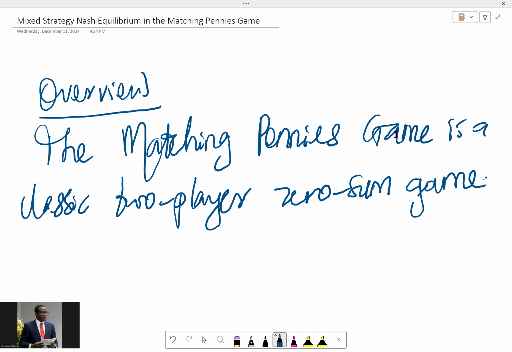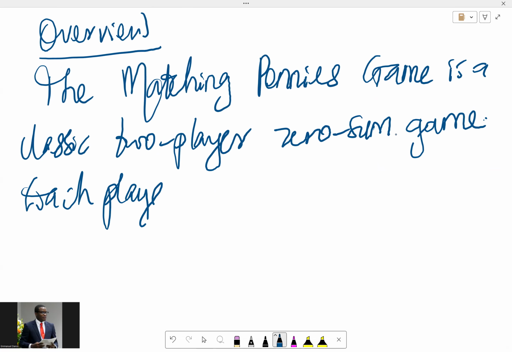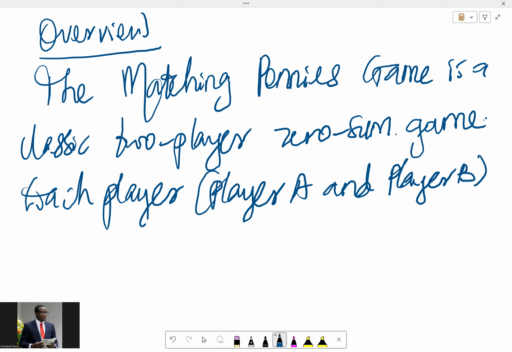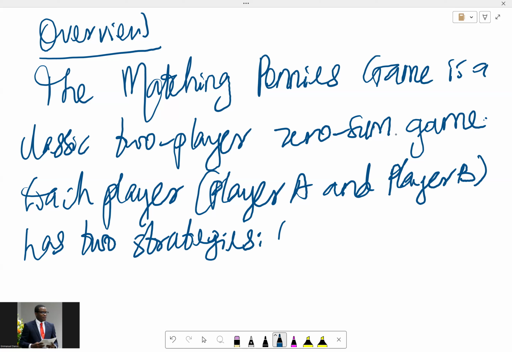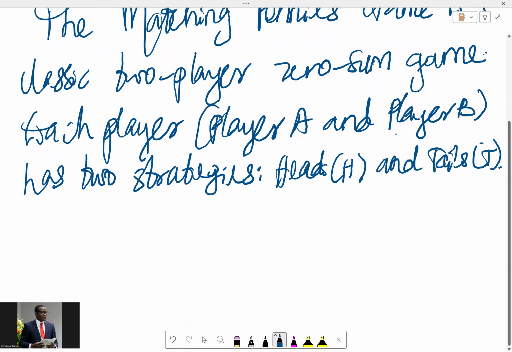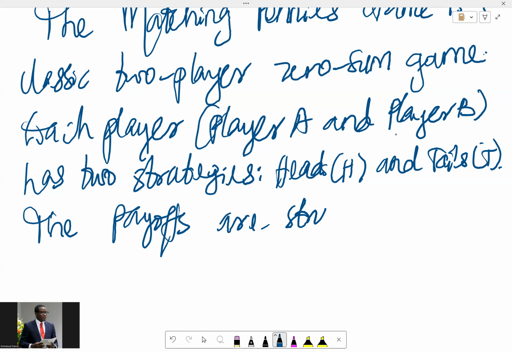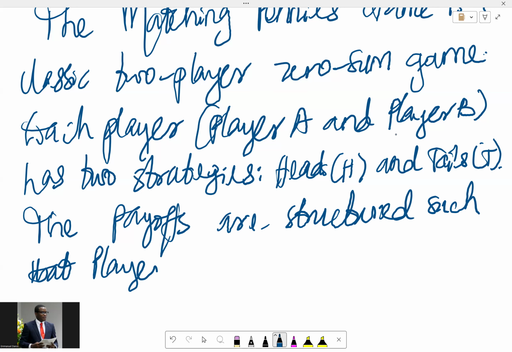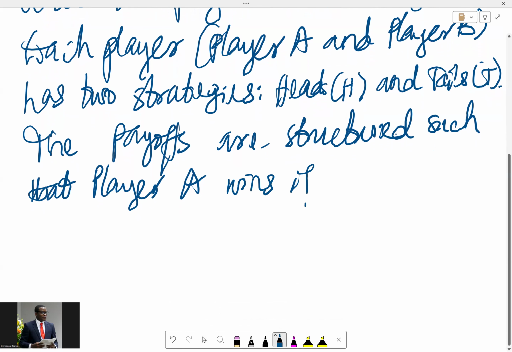Okay, right? And then each player, talking about player A and player B, has two strategies. When we talk about a penny, we're talking about something like a coin, and it has a head. So we can talk about heads and tails, heads H and tails T. So the payoffs are structured such that player A wins if the pennies match.